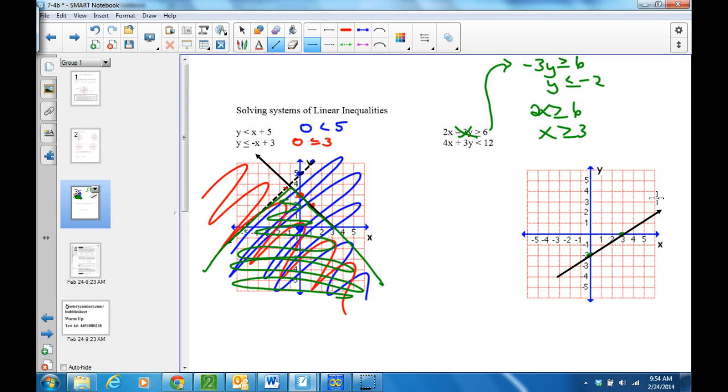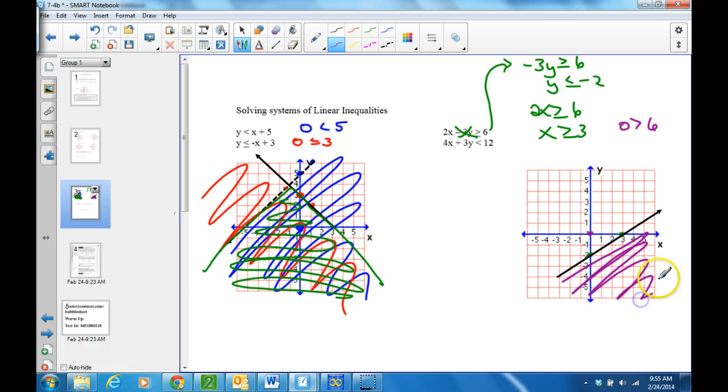So here's my solid line. We need to test a point to see what side to shade. I'm going to use purple this time. So if I put 0 in for x and 0 in for y, I'll have 0 is greater than 6. Is that a true statement? No. So that means I'm not going to shade the side where 0, 0 is. I'm going to shade the other side. Okay? Do the same thing for this one.